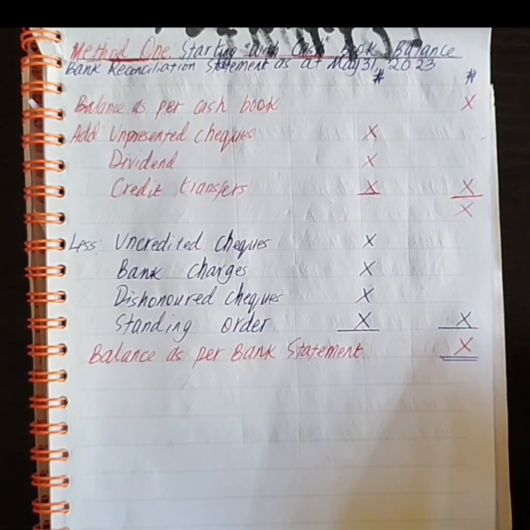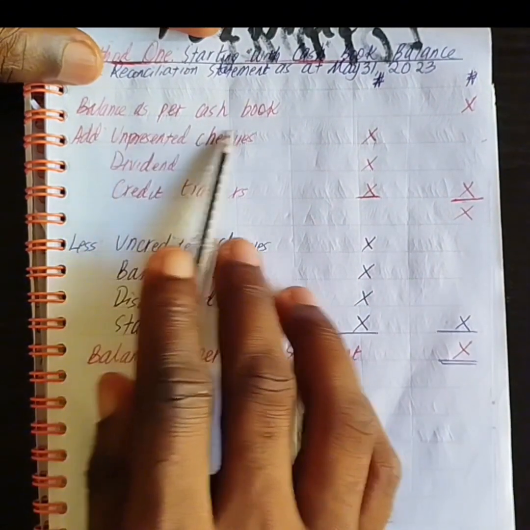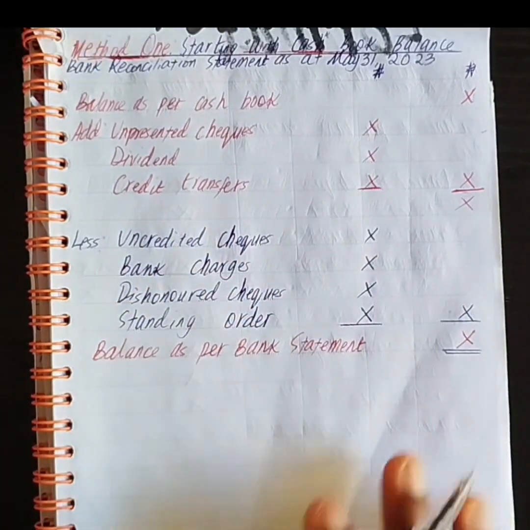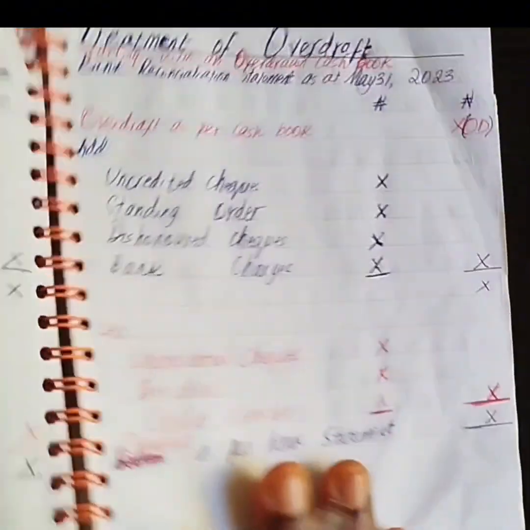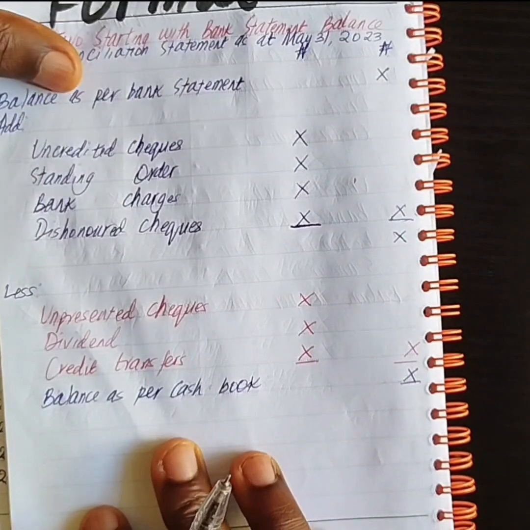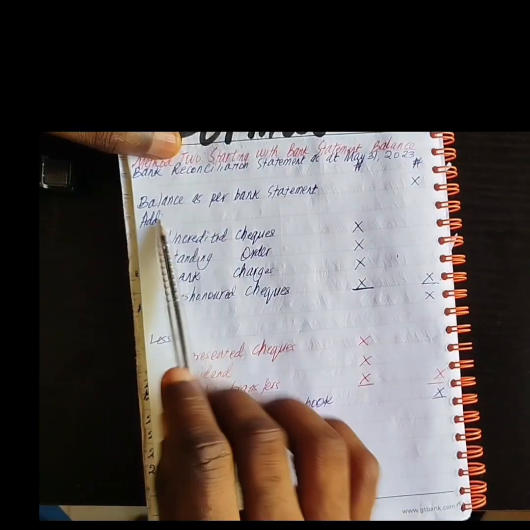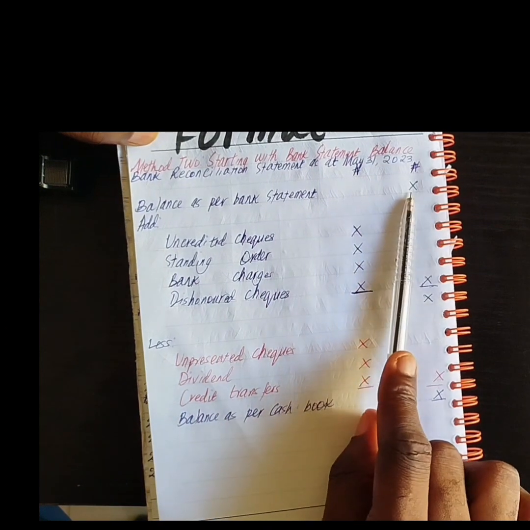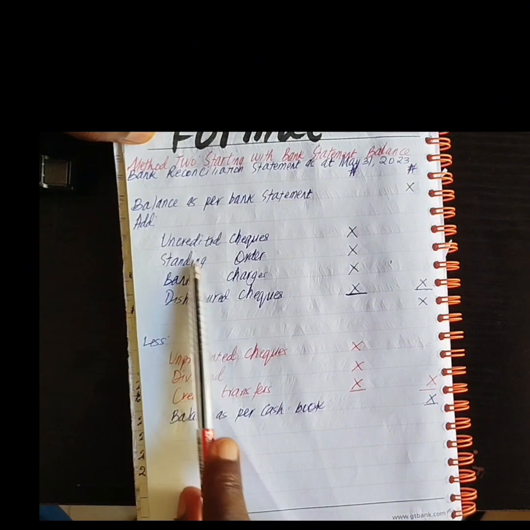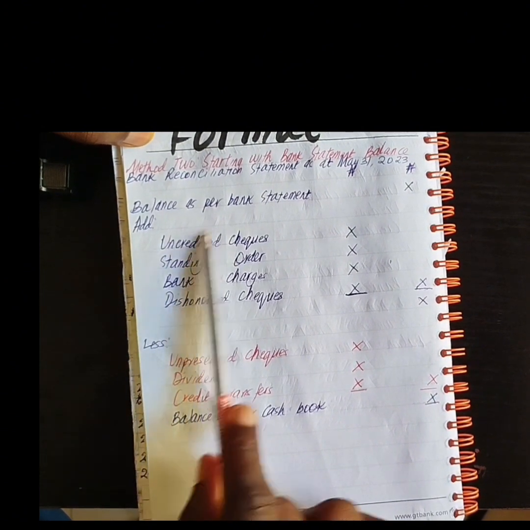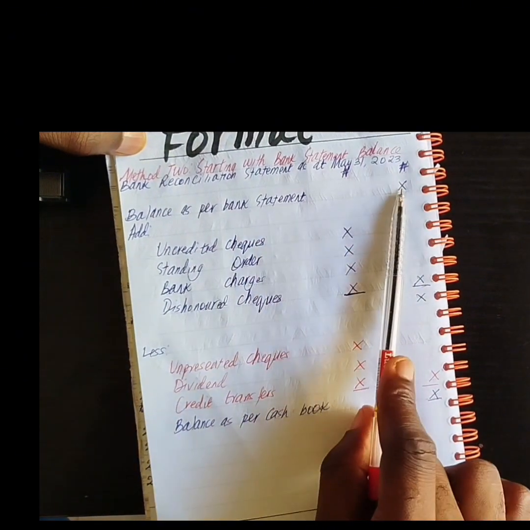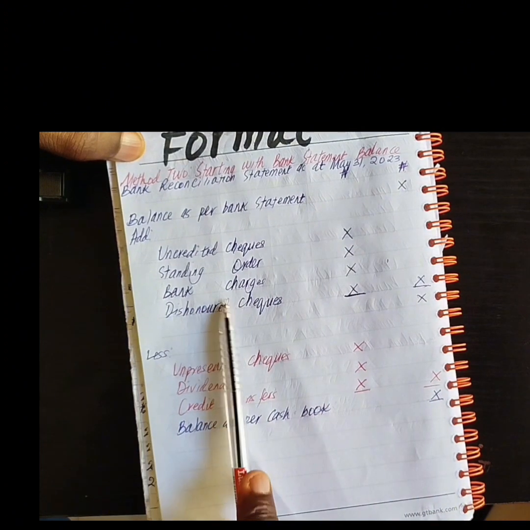Okay, now in case you don't want to start with the balance as per cash book, or it might be that the examiner has not given you the figure of the balance as per cash book, you have no choice then than to start with what? Balance as per bank statement, except you want to find it out another way. So when you are starting with the balance as per bank statement, what do you do? This is the format when you are starting with balance as per bank statement. You add the items that you deducted when you started with balance as per cash book. Those items that you deducted will be added to the balance as per what? Bank statement.